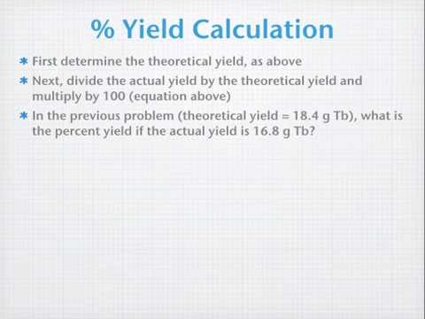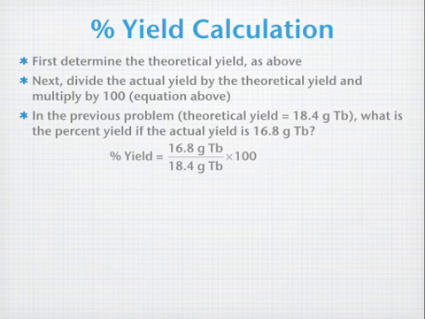And so in the previous problem, when we found the theoretical yield to be 18.4 grams of terbium, if the actual yield is only 16.8 grams, what is the percent yield? So the percent yield, take the 16.8 grams of terbium, divide it by 18.4 grams of terbium. Now notice what cancels here, the grams of terbium and the grams of terbium cancel, multiply by 100, and we get 91.3%. So we're not always going to get 100%, and in all of the problems that I give you, not necessarily on the lab, but in the problems I give you, we're going to be looking for percent yields that are less than 100.